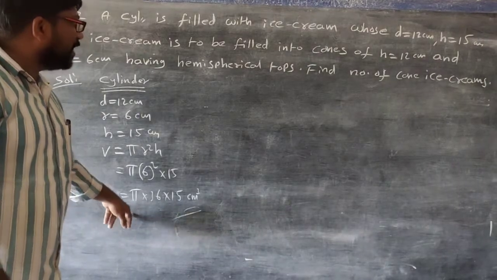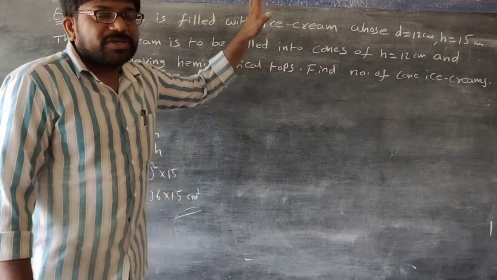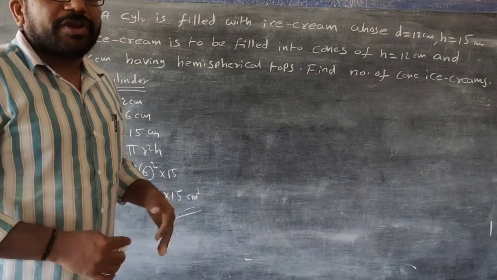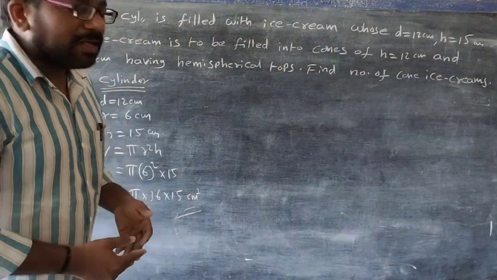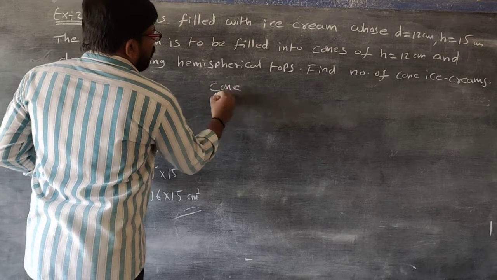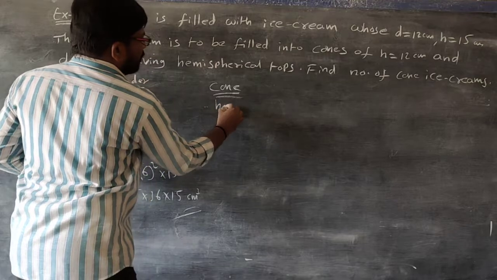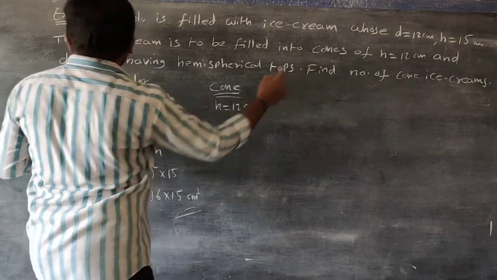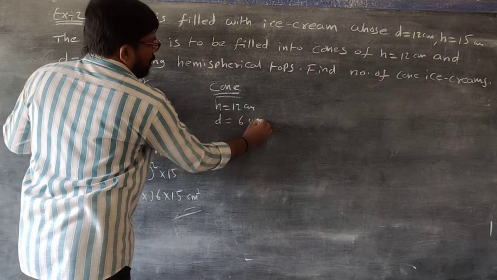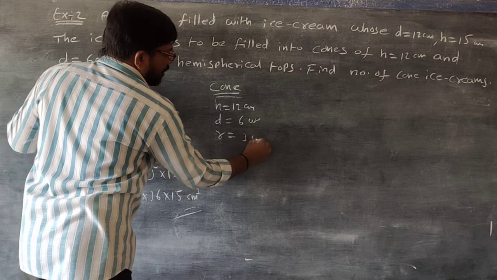So this ice cream is to be filled into cones with hemispherical tops. Right? How many cones are required to empty the cylinder? Next, the cone. What are the dimensions of the cone? Height is equal to 12 and diameter D is equal to 6. Then what about the radius? Half of the diameter, 6 by 2, 3 centimeters.